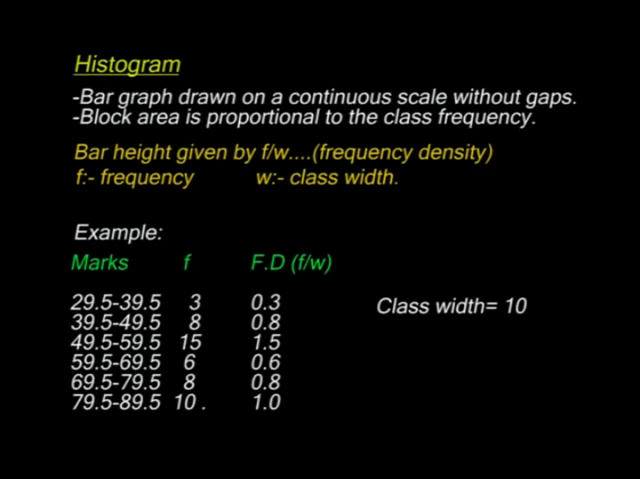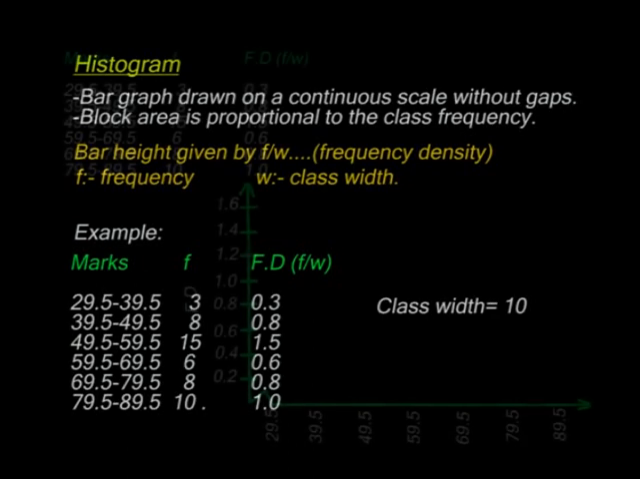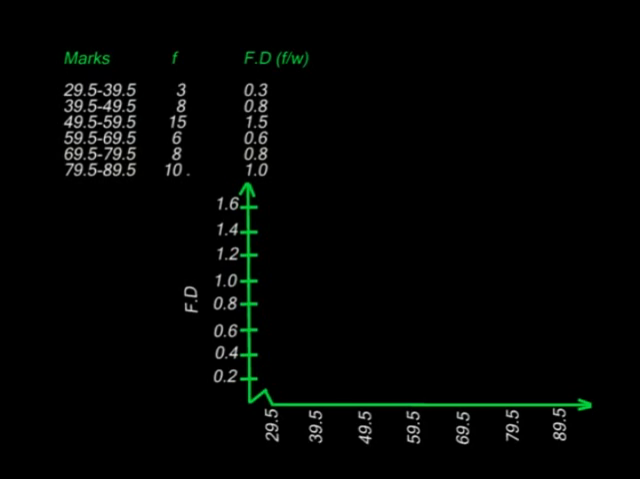So we now draw a histogram, the frequency density versus the class boundaries. The frequency density is on the vertical axis and the class boundaries are on the horizontal axis. So we have our first bar from 29.5 to 39.5. We have a frequency density of 0.3.